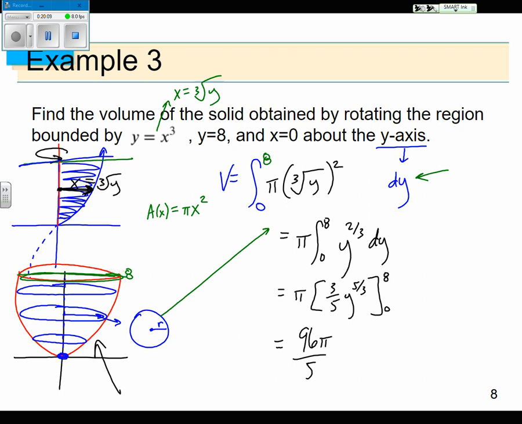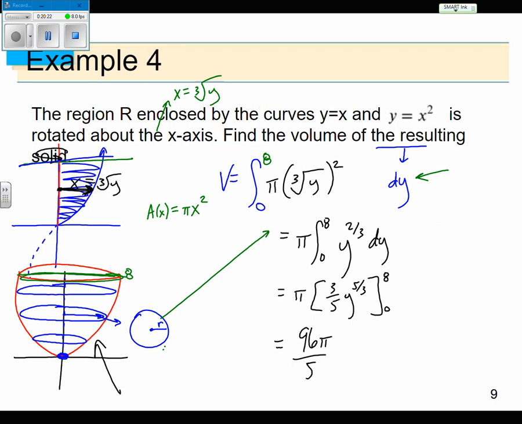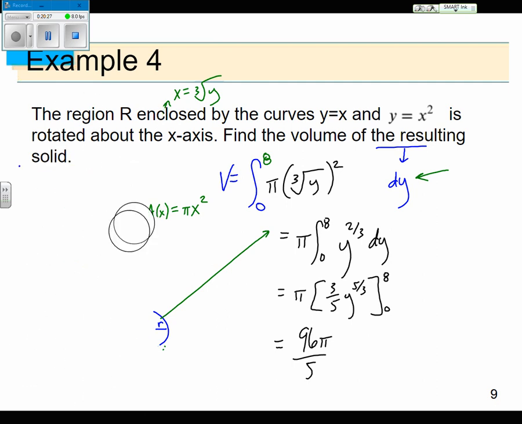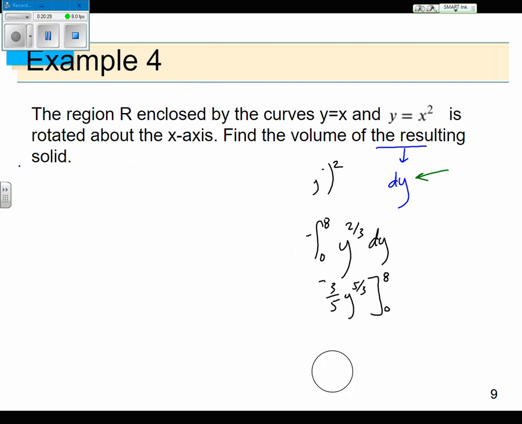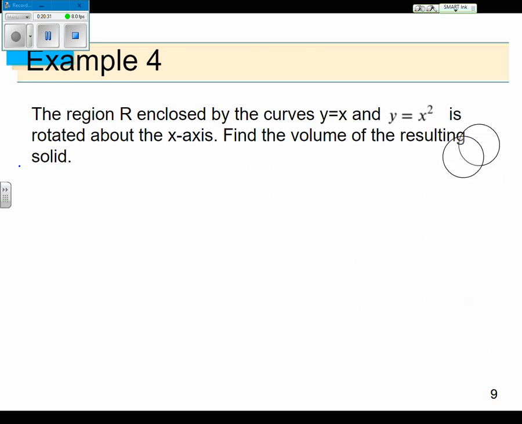Now, unfortunately, we're not always going to have a disk. There's one more shape that will come up that I want to talk about before I end this video. And that other shape is going to be revealed in this example. So, still have a region right here. Let's see how this one's going to be a little bit different, what our new shape's going to be.